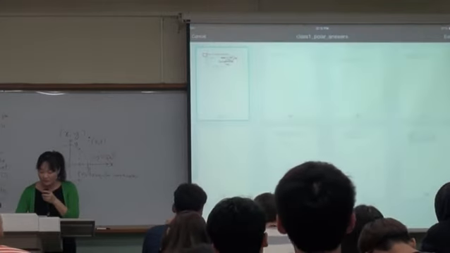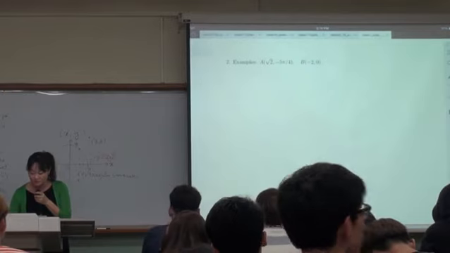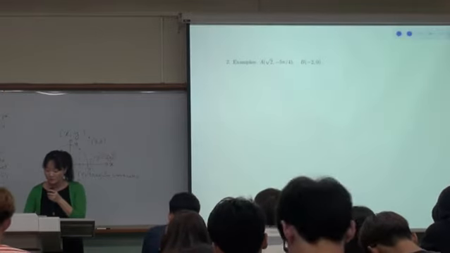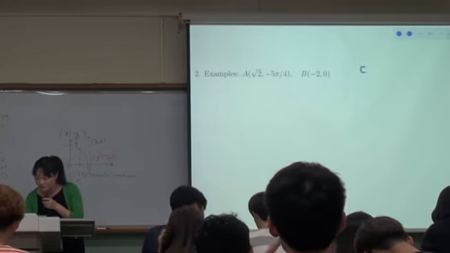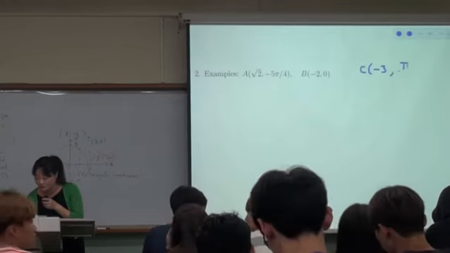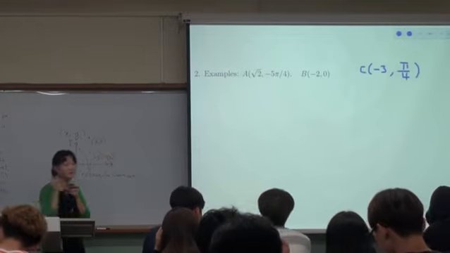So that's how we plot a polar coordinate, r, theta. If you look at number 2, go ahead and do a, b, and I'll give you one more. C is minus 3, pi over 4. Go ahead and plot this.